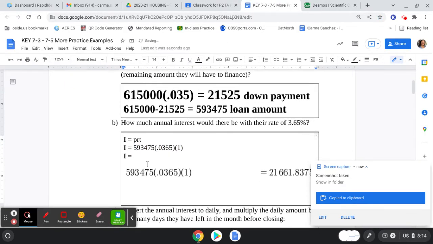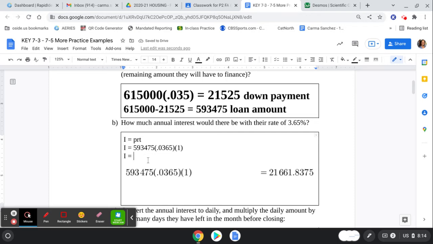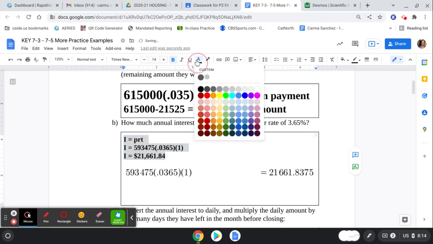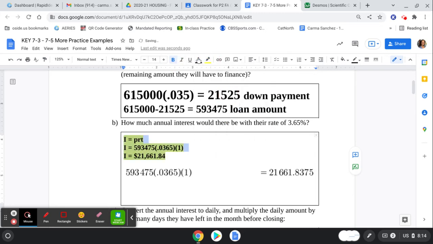Okay, so how much interest, annual interest, would there be? 21,661.84. We're going to round up. And there's our answer. So we still use formulas from way back first semester. Don't forget about those.